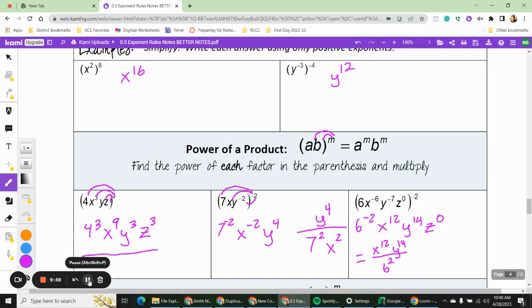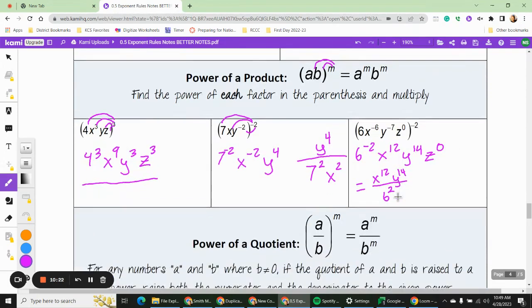And just double check your work here. Multiplying, we can see we had 6 to the negative 2, x to the 12th, y to the 14th, and then 0 times negative 2 is 0. Remember, anything to the 0 power equals 1. So I'm basically saying all of this stuff at the front times 1. Let's move on to our last couple of examples here.